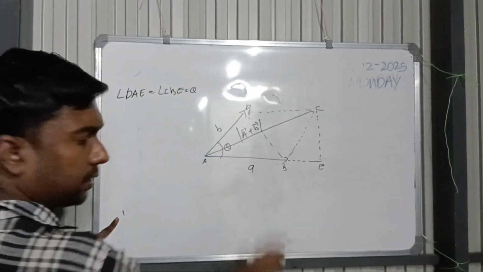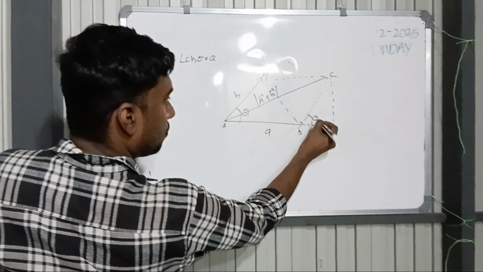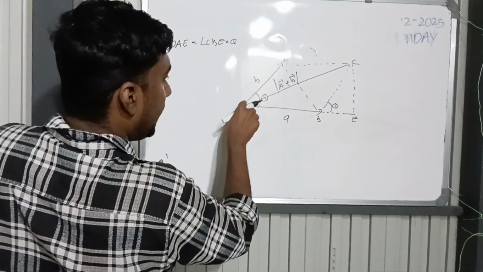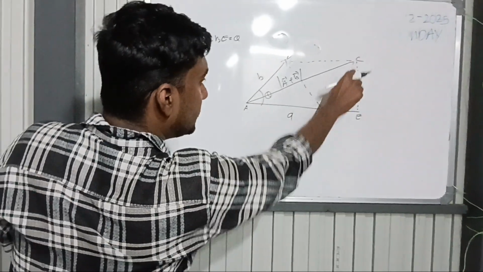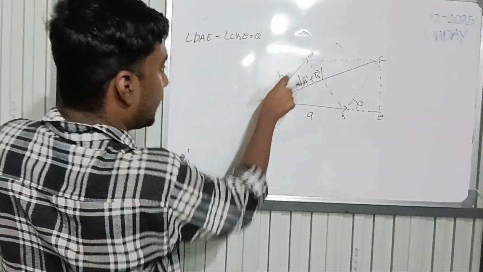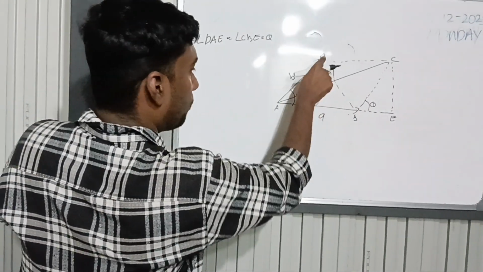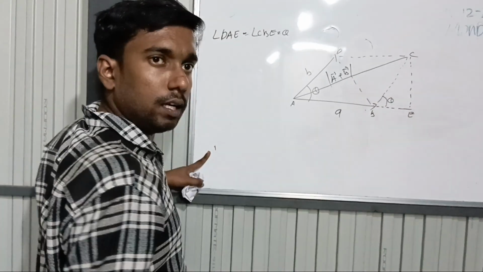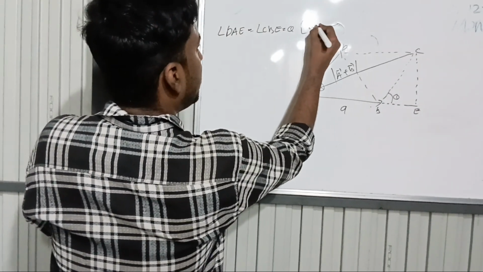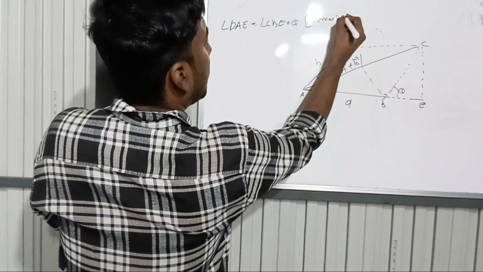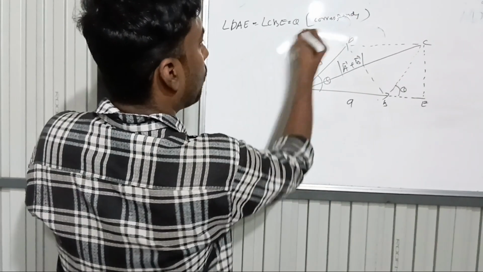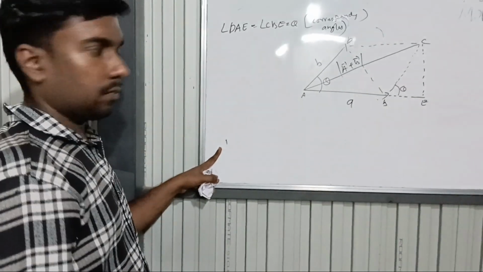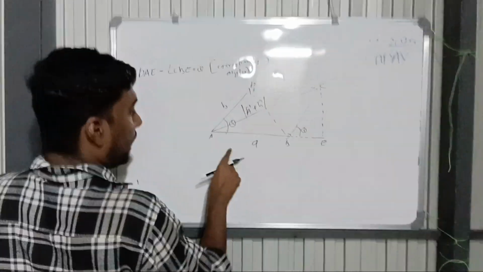Why did this become equal to theta? Angle DAB and angle CBE are both equal to theta. Why? They are corresponding angles, which we studied in basic mathematics. Corresponding angles. Okay, clear.